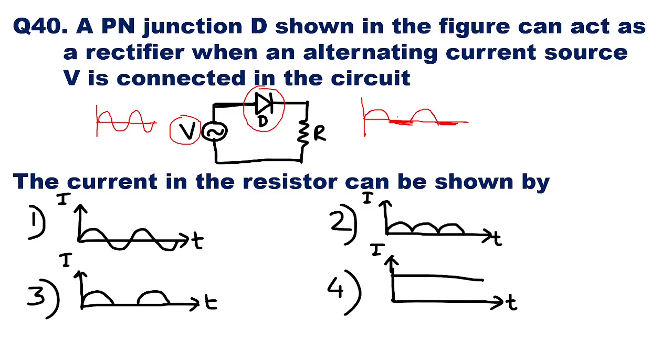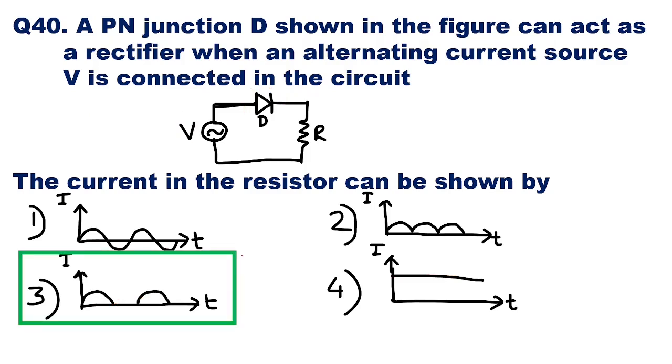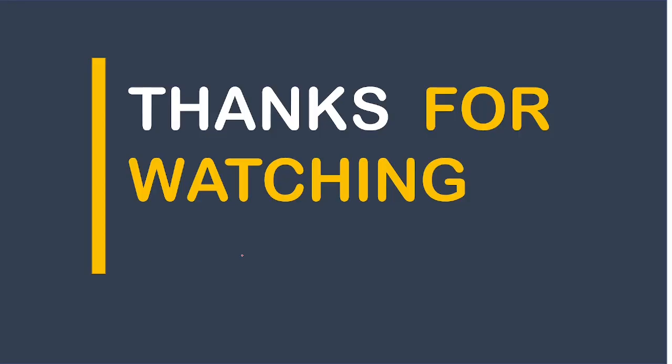Out of these options, the first option shows both positive and negative half cycles. The second option shows positive half cycles for all types of input, whether the input is positive or negative. The third shows a positive half cycle when the input is positive, and when the input is negative there is no output. Again, when the input is positive, the output is positive. And the fourth is a direct current, a pure DC. So out of these four options, option 3 is the right answer, because we get a positive half cycle only when the input is positive, and when the input is negative there is no output. So option 3 is the correct answer here. Okay. Thank you, students.